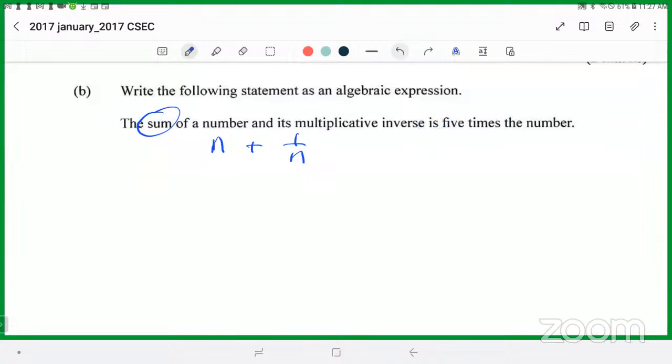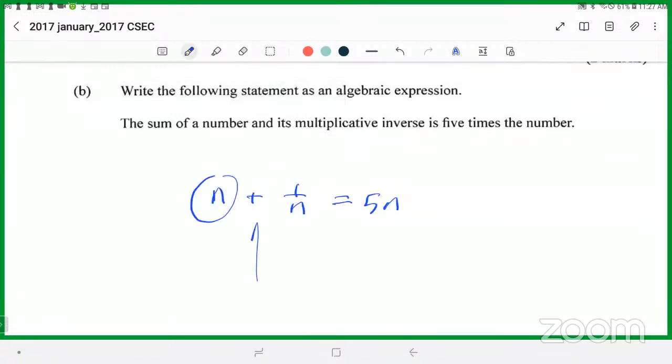Is means equal. 5 times the same number, that's 5n. That's the expression. If you use x, no problem. That's it. The sum of a number, that's the sum, a number and its multiplicative inverse. Inverse is 1 over the number for multiplication.